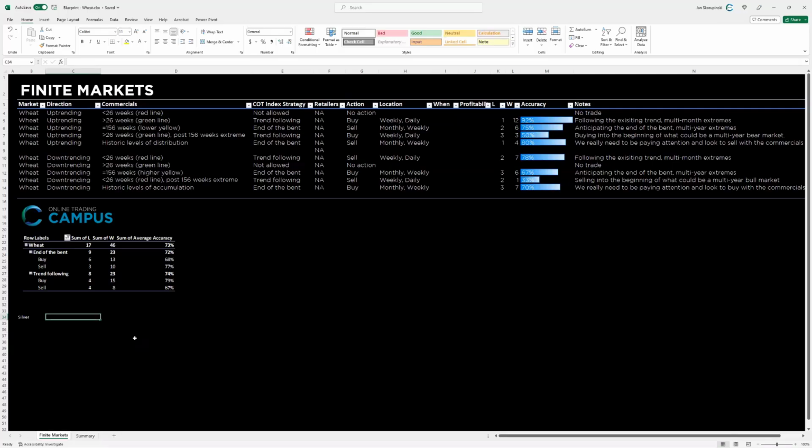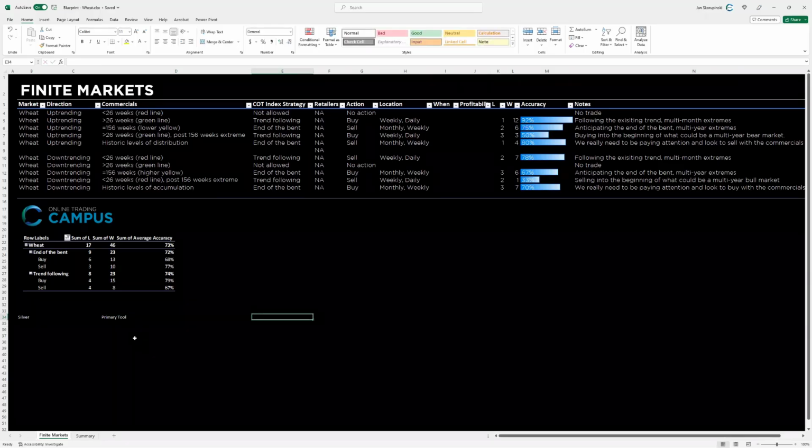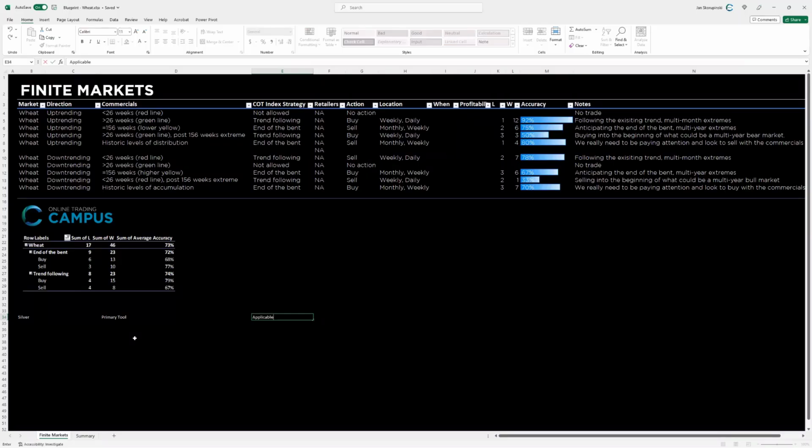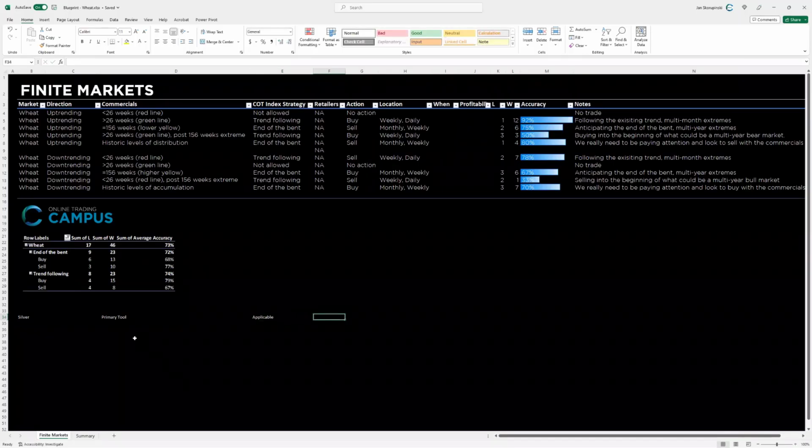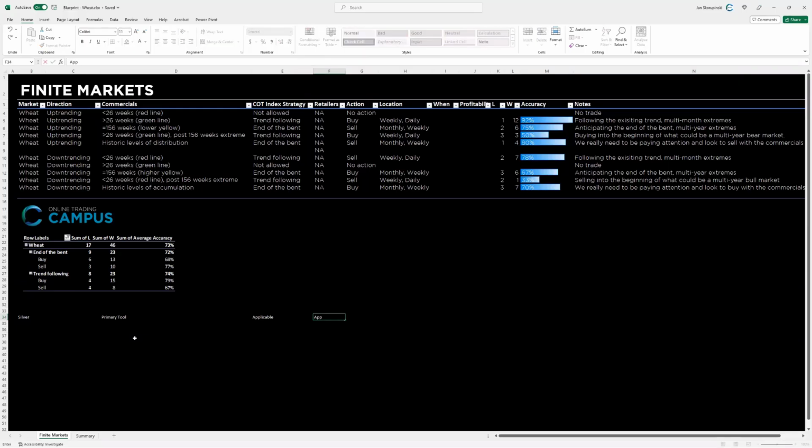And on silver, we basically said that the commercials are our primary tool, and we can use our index strategy, and the retailers are also applicable, and so that's all applicable. That's for silver. That's our primary tool. And we look at the retailers here as well.